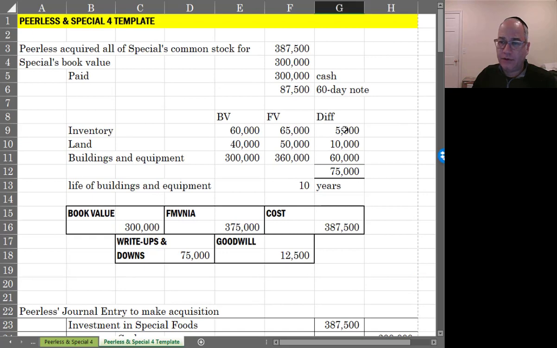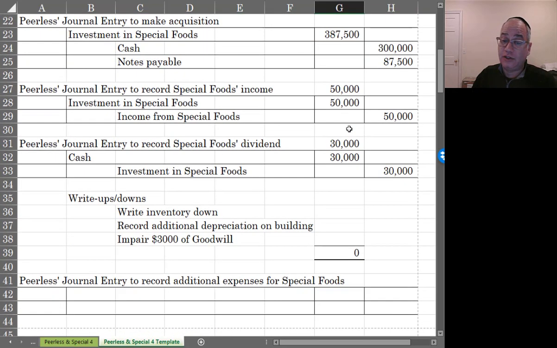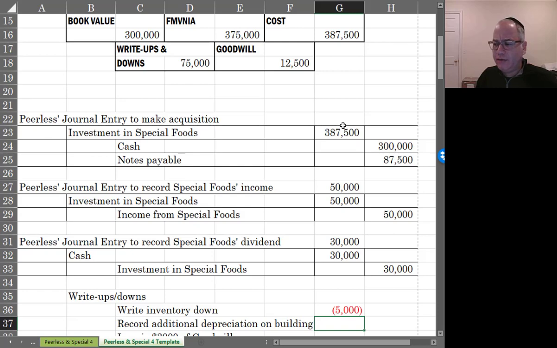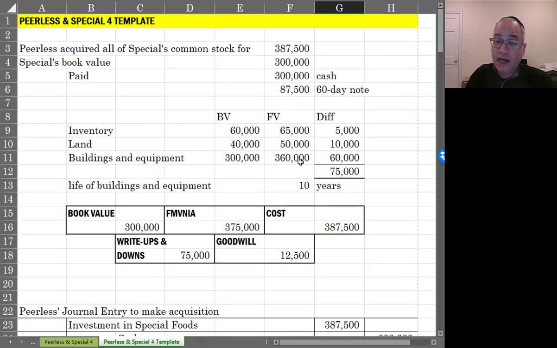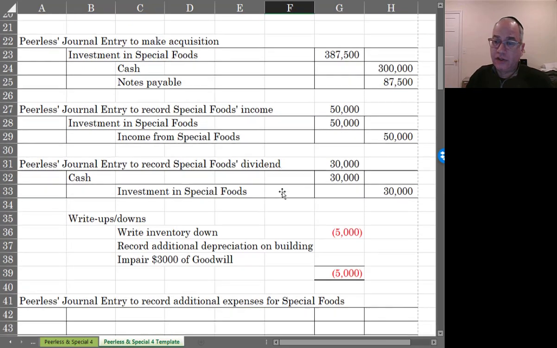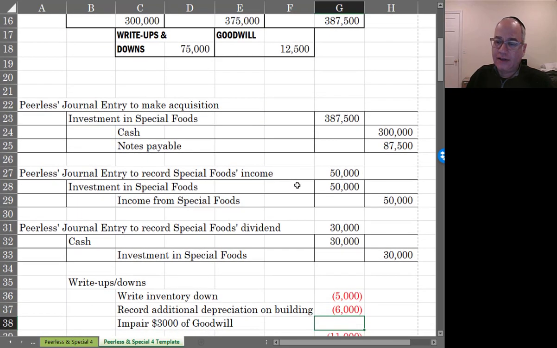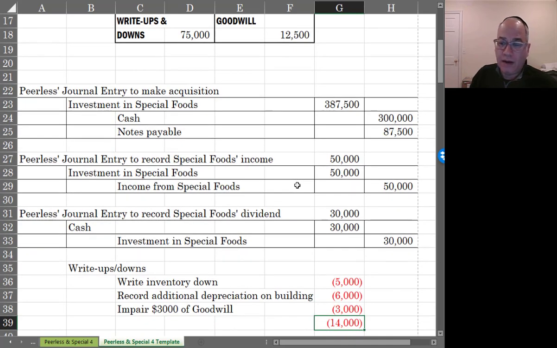The first thing is they realize that this inventory that was written up has been sold. So they no longer should write up the inventory by $5,000, i.e., they should write it down by $5,000. In other words, think of it as a reversal of a write-up. And again, this goes to what I said in an earlier video: what goes up must come down. Furthermore, they have this write-up of the buildings and equipment of $60,000. That extra $60,000 has to be depreciated over 10 years. So they're going to need to record additional depreciation that the sub did not account for of $6,000. And then they look at the goodwill and check it for impairment, and they decide that the goodwill is going to be impaired by $3,000, meaning that, again, what went up must come down.